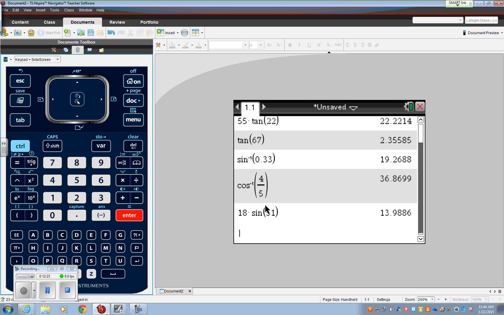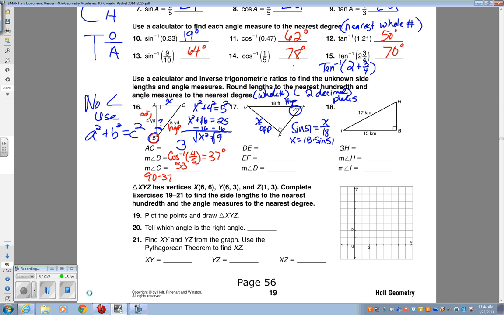Yeah, we're going to do 2 decimal places. Yes, 13.99. Because it's not an angle. If it was an angle that we're looking for, then it would be 14.